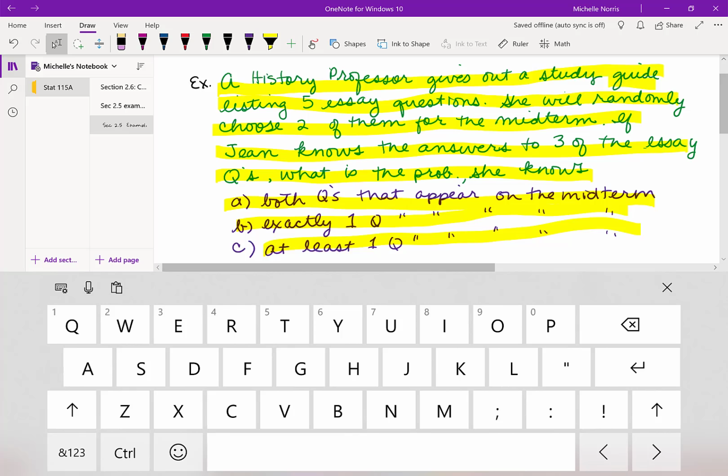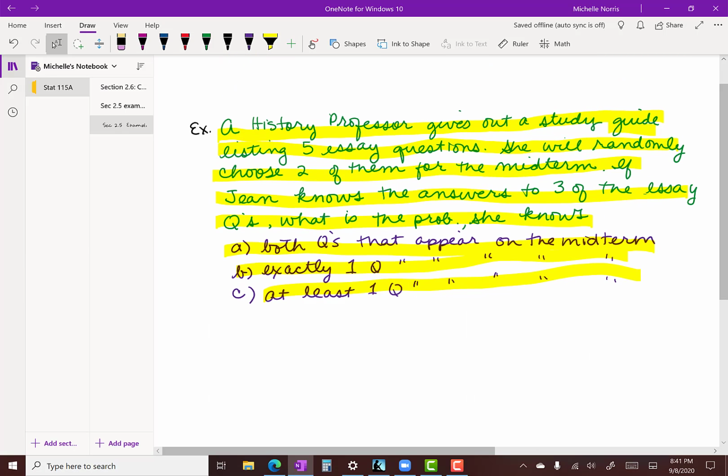Okay, so to tackle this problem, the first thing that we're going to need to do is to write out our sample space. And we need to be kind of careful about the notation that we use, that can make this a little bit easier to solve. So there's going to be this list of 5 essay questions, and you could just think of it as a list of questions 1, 2, 3, 4, 5. And the instructor is going to choose 2 of these to put on the midterm. So the midterm is going to look like she chose questions 1 and 2, or questions 1 and 3, or 1 and 4.